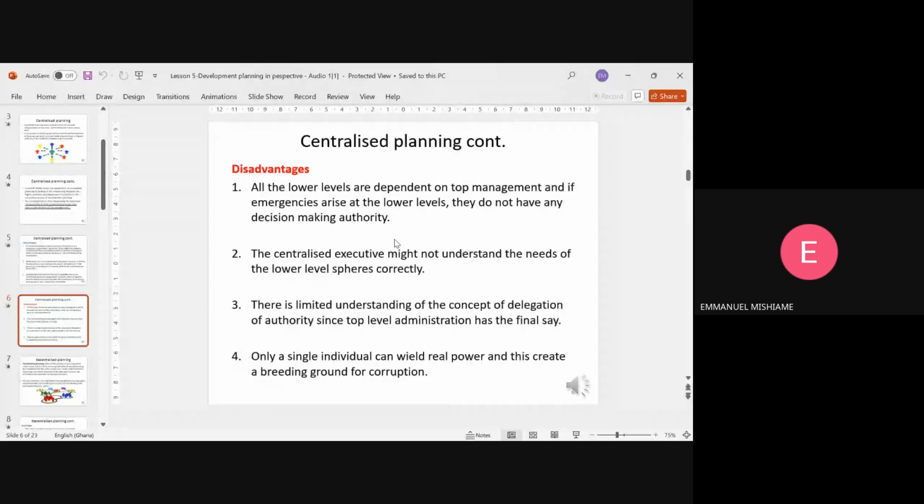Secondly, we say that the centralized executive might not understand the needs of the lower spheres correctly. We know that in Ghana, or let me not even say in Ghana, everybody on this particular course, for instance, we all have our different needs. Males have their needs, females have their needs. Even when you go into the females, there are different needs for different persons. Even the males, people have different needs.